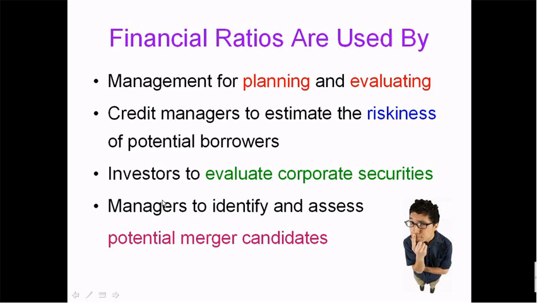So if any firm wishes to merge with another firm, before they choose which firm they want to merge with, they will have to first assess the performance of those potential merger candidates. Okay, so basically financial ratios are used for you to assess or evaluate how well a company is actually doing.